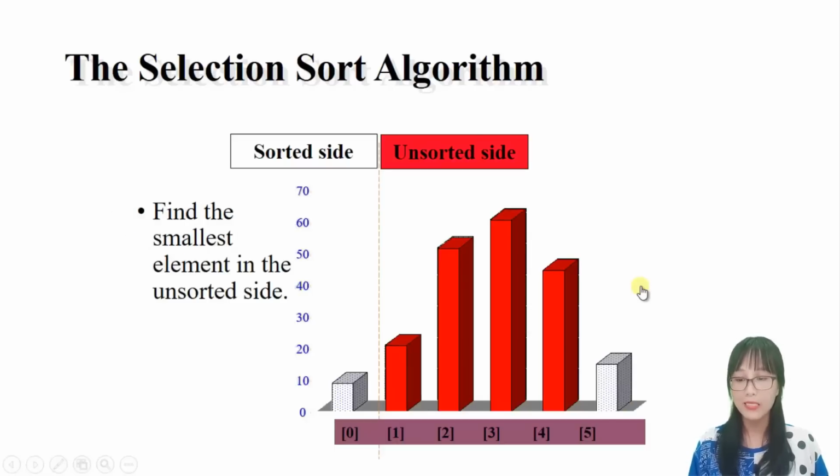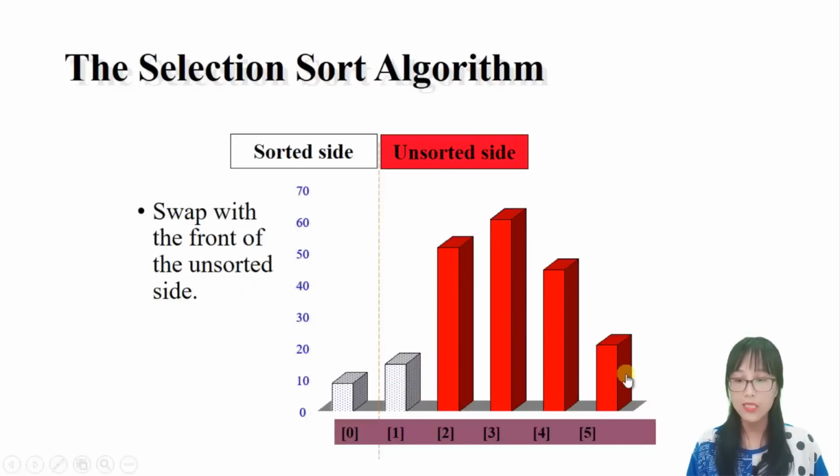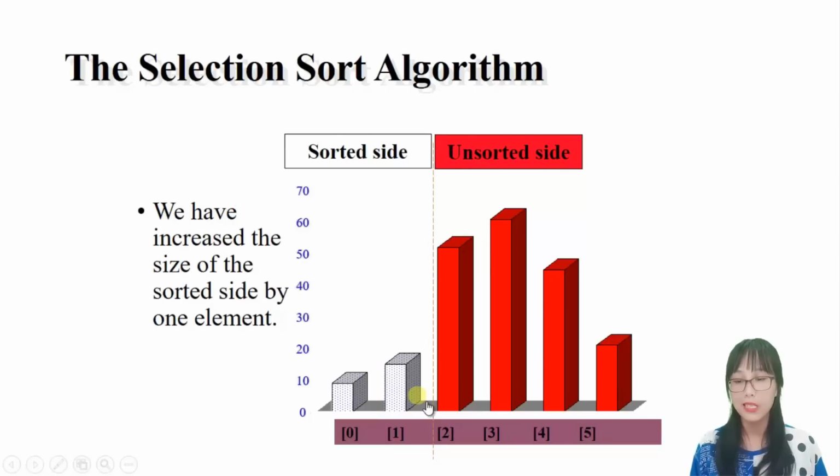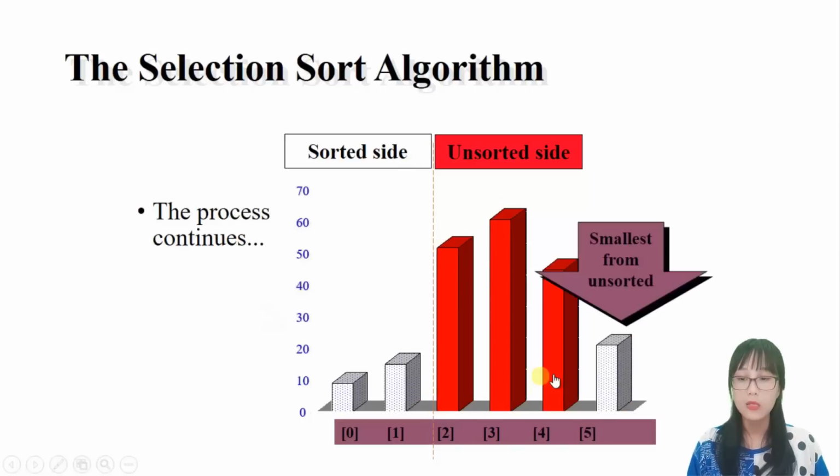Find the smallest element in the unsorted side. Swap it with the front of the unsorted side. We have increased the size of the sorted side by one element. Sorted side, unsorted side. The process continues.